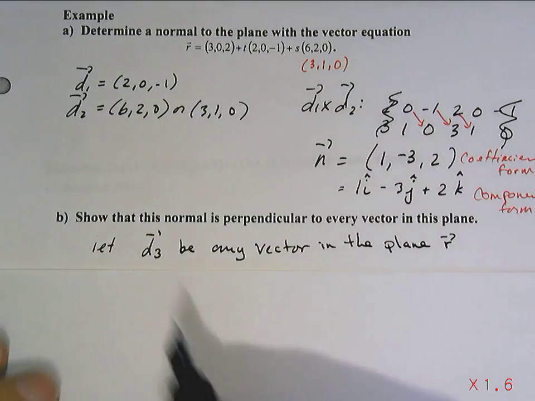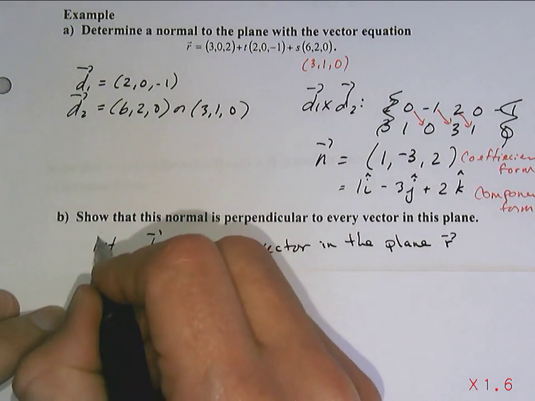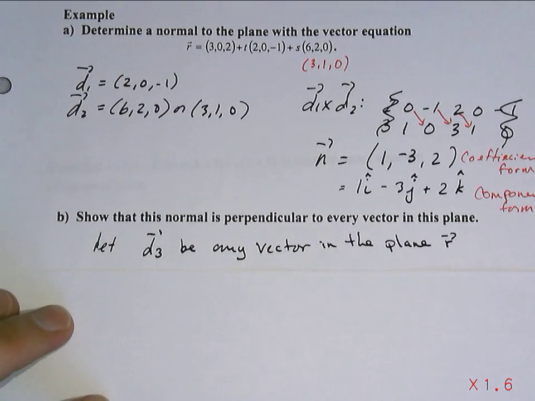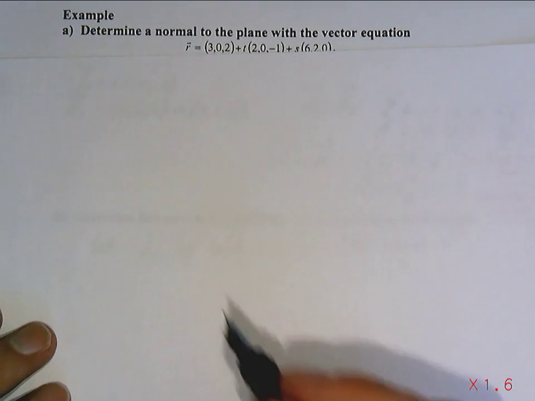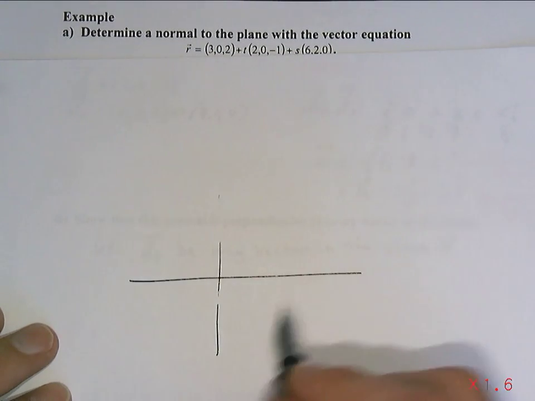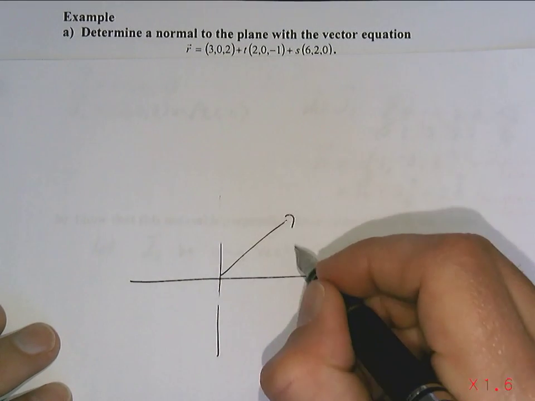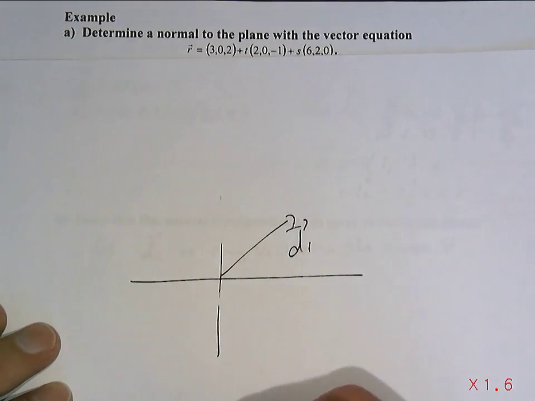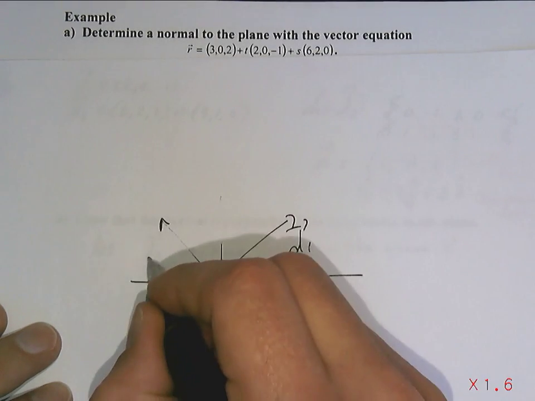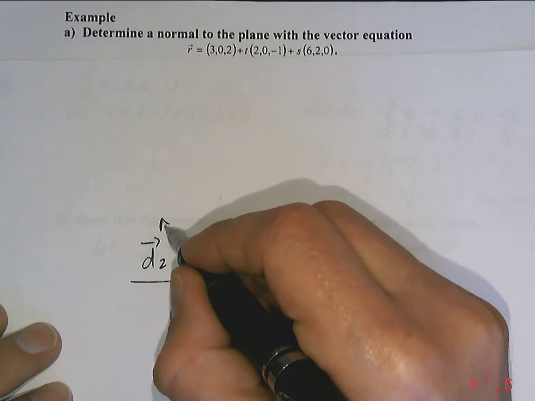Well, first thing I'm going to do is let D3 be any vector in the plane. So D3 is just any old vector in the plane. And we already have D2. So let's take a look at what we're going to do here. What I'm trying to say is if I've got a plane, and if I've got D1 here, and if I've got D2 here, they don't have to be the same magnitude.